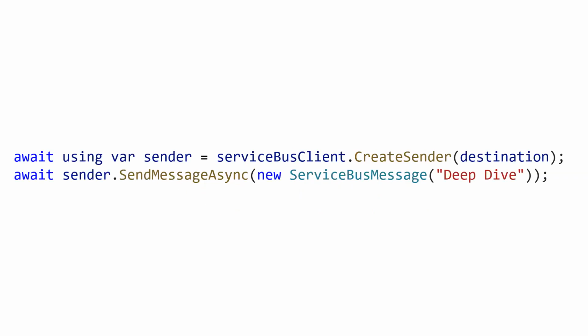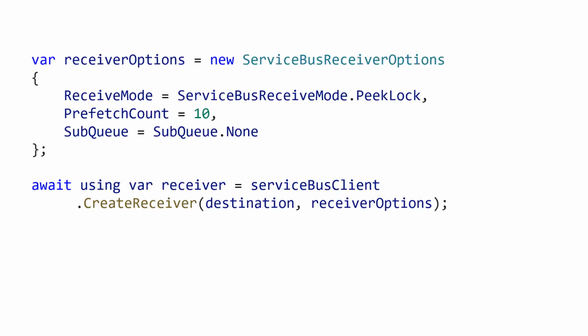First of all, let's send a message again, just to recap so that you see it another time. This is how we send the message. So we send a message with content deep dive. And then we do the first mode, the manual receive mode.